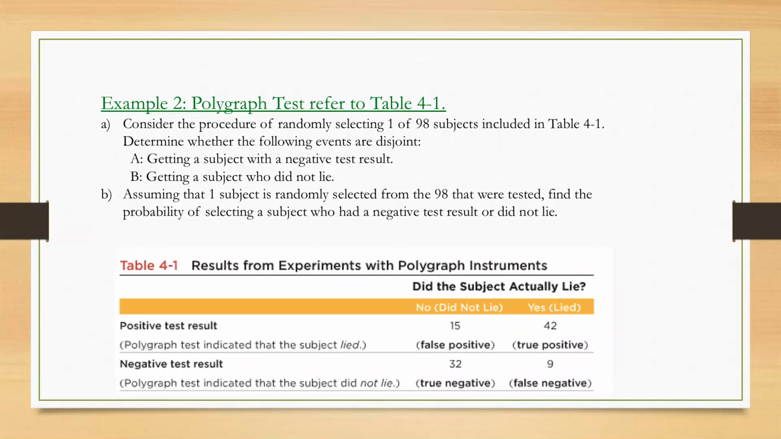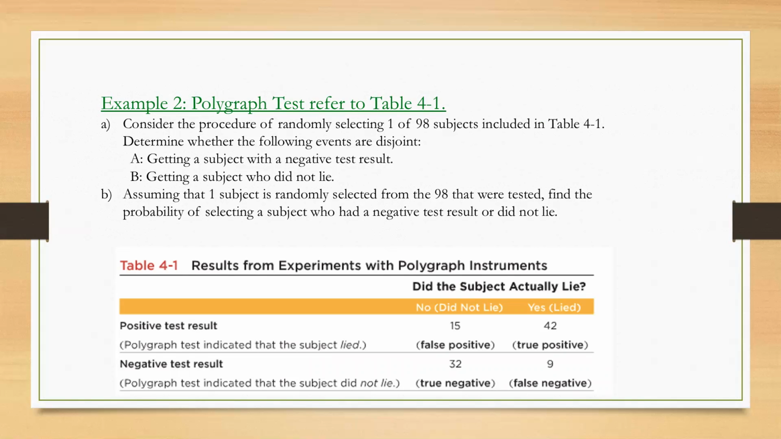So consider the procedure of randomly selecting one of 98 subjects in table 4-1. Determine whether the following events are disjoint. In other words, can they occur at the same time? Is there overlap? Getting a subject with a negative test result and getting a subject who did not lie. Well, it does not look like they are disjoint because you could have somebody who has a negative test result and did not lie. So there, true negative.